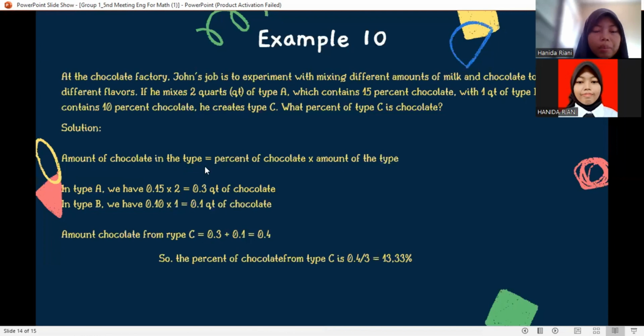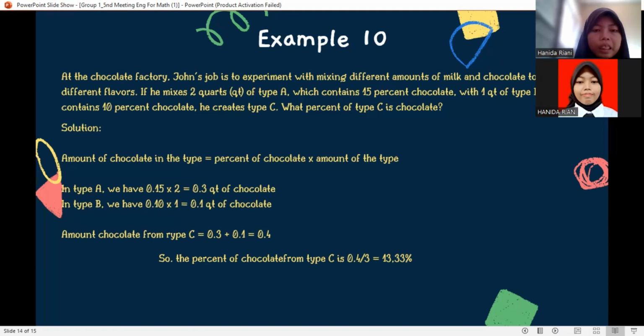Amount of chocolate in the type equals percent of chocolate times amount of type. In type A, we have 0.15 times 2 equals 0.3 quarts of chocolate. In type B, we have 0.10 times 1 equals 0.1 quart of chocolate.